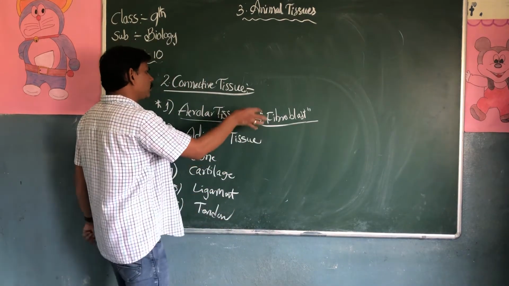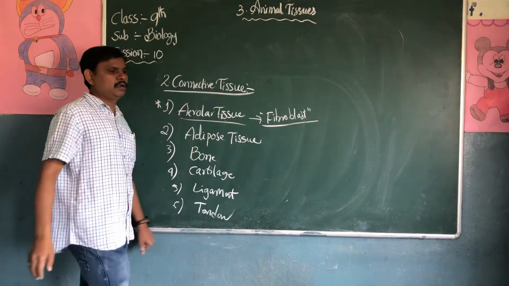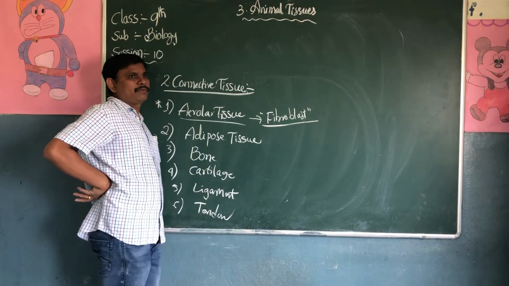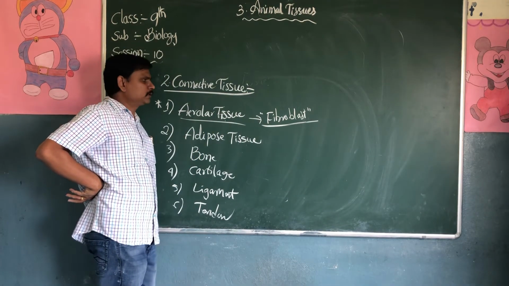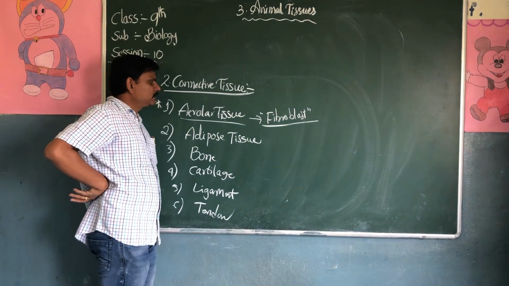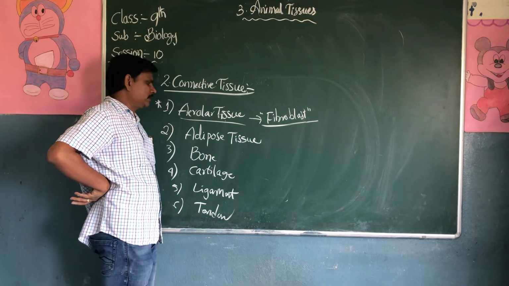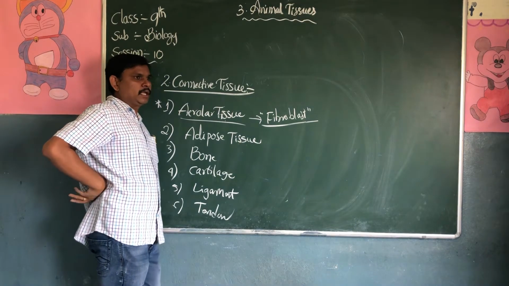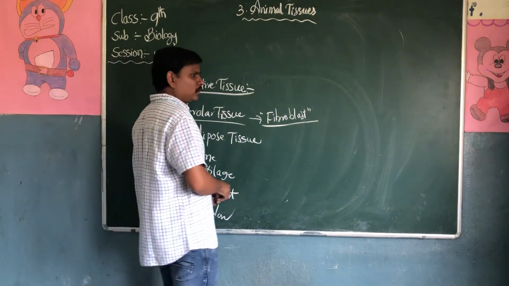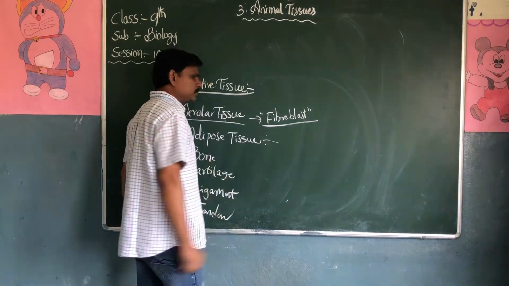The fibroblast is there in the areolar tissue, and we can also see the blood vessels in this areolar tissue. Next one is adipose tissue.